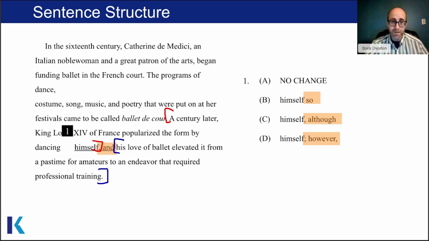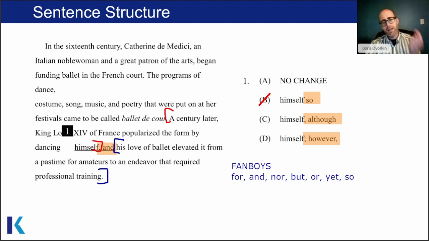There's actually just one. Only one answer is an invalid way of connecting two complete sentences, and that is choice B for Boris, or I guess in this case, B for betrayal. We're going to cross it off. Here's the deal, folks. In English, we have these 7 words called fanboys. This is an acronym and a mnemonic to help you remember: for, and, nor, but, or, yet, so. These are the words that together with a comma can connect two complete sentences. The way it works is that you have a complete sentence, then a comma, then a fanboys word, then another complete sentence. So for example, it is nice today, so I will go for a walk.